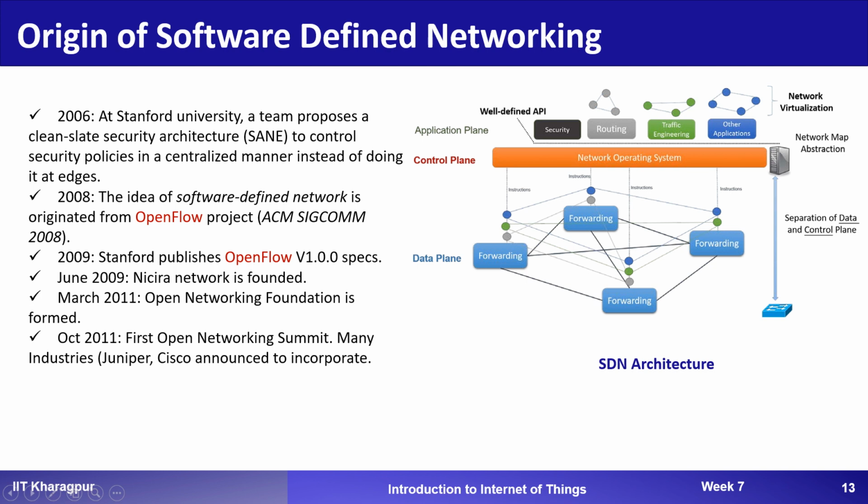Then in March 2011, the Open Networking Foundation was formed, and finally in October 2011, the first Open Networking Summit was held, and many industries such as Juniper and Cisco announced they would incorporate this. So finally in October 2011, your software defined networking is used by different industries. So this is the SDN architecture, where your data plane, that is your hardware, is separated out from your control plane and your application plane.